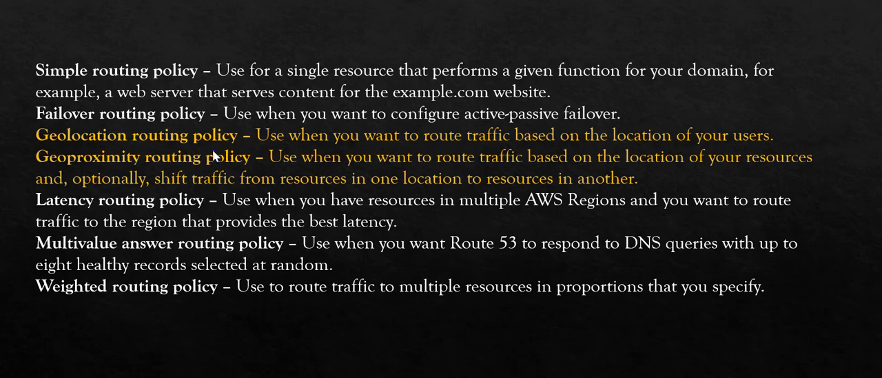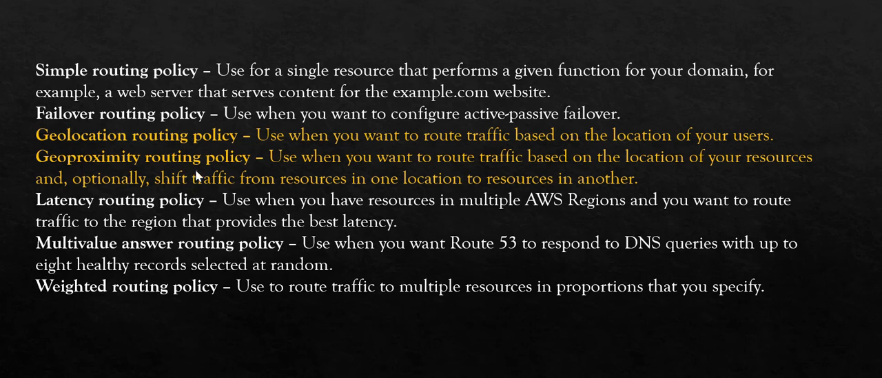Geolocation routing policy. This is used when you want to route the traffic based on the location of your users. So is this what we are looking at? I think so. Yes, because in our question we say that only people in that location should be able to access that content. For example, people in America should be able to access that content, and people in India or Singapore should not. So geolocation routing policy looks correct. But let's scan through other routing policies.